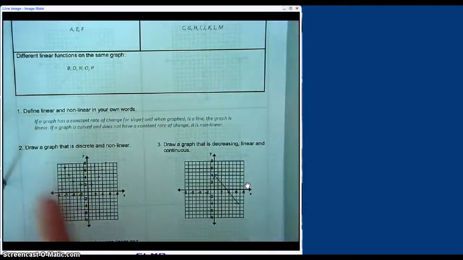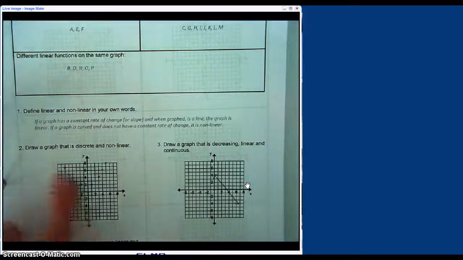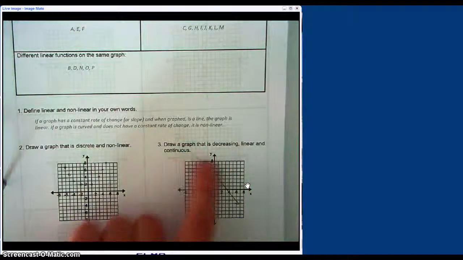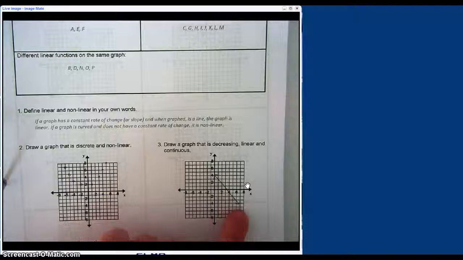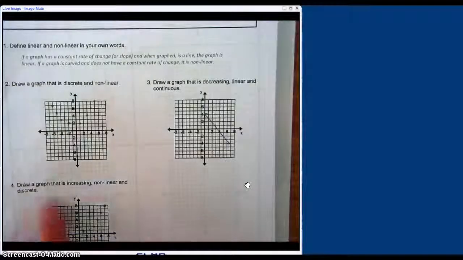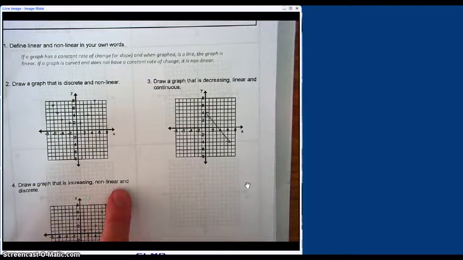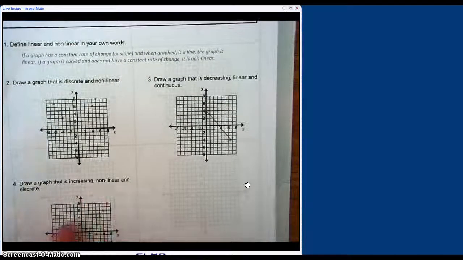Okay. I drew a discrete nonlinear graph, so a curve that's made up of dots. I drew a decreasing line that's continuous, so a connected line. I drew a graph that's increasing, nonlinear, and discrete. So it's a curve, it's individual dots because it's discrete, and it's increasing, it's going uphill.